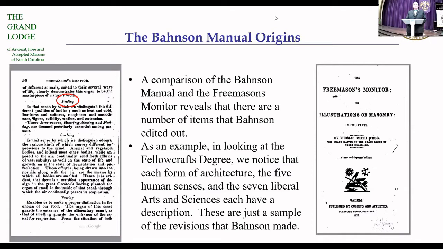We see here we have feeling, smelling, and tasting as the senses, and each one of those has a small paragraph that goes along with it. So Bahnsen saw a need, probably for time, to pare that down so it would not take us as long. It is said that Preston's lectures, when he was giving them, would sometimes take a full day to give the third degree lecture. We have enough issues now trying to keep brothers in the lodge for a lecture and not leave the lodge room, so we would rather not have that issue today.